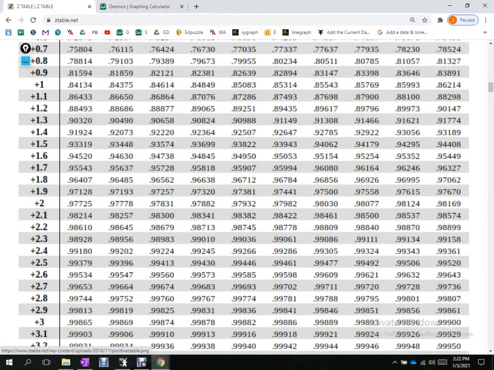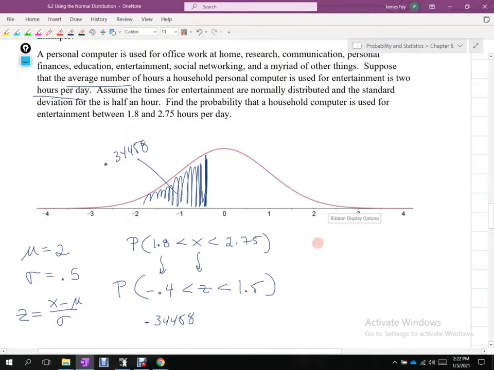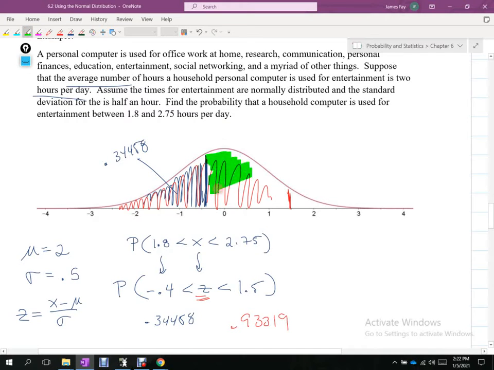Find 1.5, and that Z-score is 0.93319. So that's the Z-score, like I said, of 1.5. So that would be everything there that is red, correct? Now the area that is between negative 0.4 and 1.5 is going to be that area there, correct? Does that make sense? How do I find that area provided these two values?